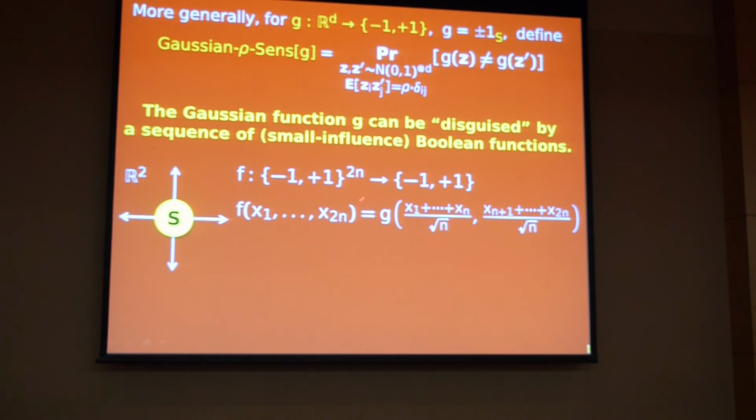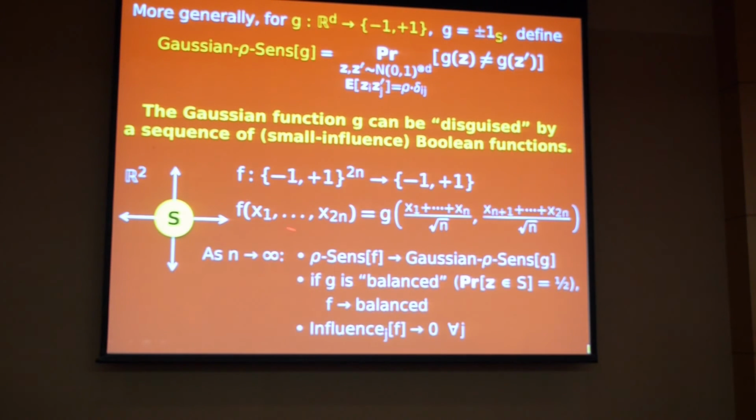Actually, for each value of n, we're going to make a Boolean function on 2n coordinates. To get f on x1 through x2n, these are plus or minus 1 values, just add up the first n values, divide by root n, add up the second n values, divide by root n, and plug these two numbers into G. So this defines a Boolean version of this Gaussian function G on many inputs. And there are some very interesting properties you can check here. As n goes to infinity, this really gives you a family of Boolean functions.